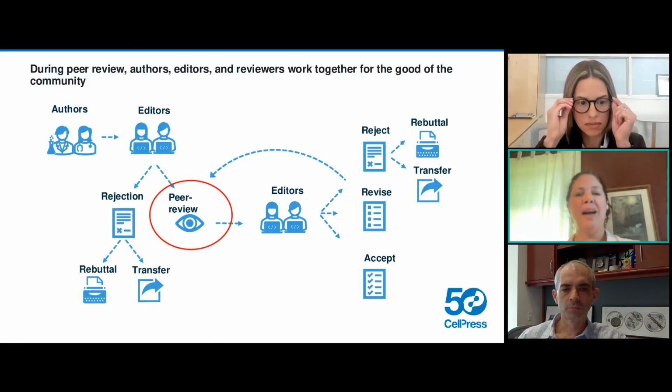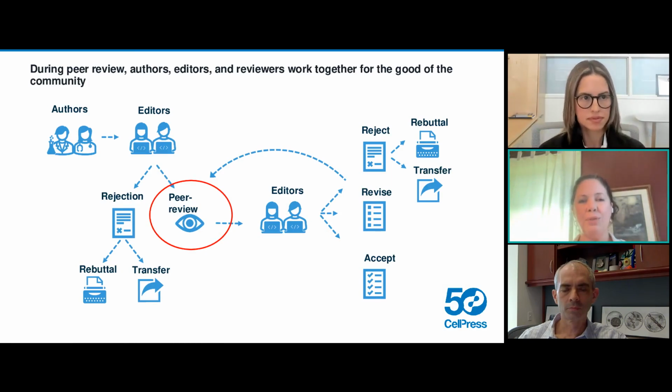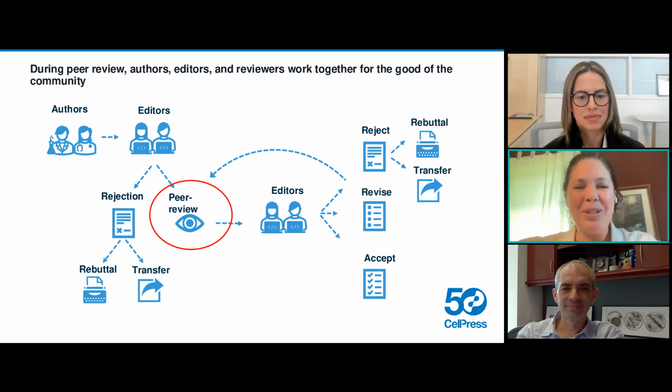So I thought it would be useful to give you an overview of the peer review process. And peer review is really a very collaborative process. The editors are the mediators of the process. Peer review itself is, I would say, the central component in the peer review process. It's the name that's circled in red here.